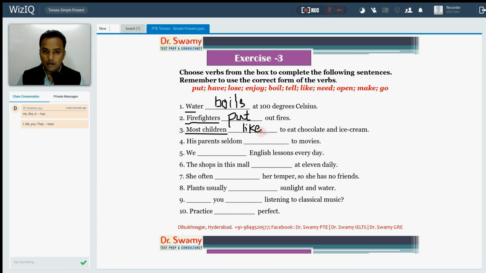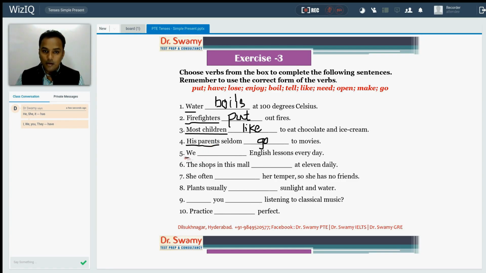The answer is like. And the next, his parents. If you look, his parents is plural, so the subject is they. They seldom, so the answer here is go. They seldom go to movies. Do we have any other verb here like watch? Nothing, so because to is there, go to movies. You don't have to add es to the verb because it is his parents. His parents means they in pronoun. He is different from his parents. He means only one person, that is third person singular. But his parents means we are talking about they, which is plural.